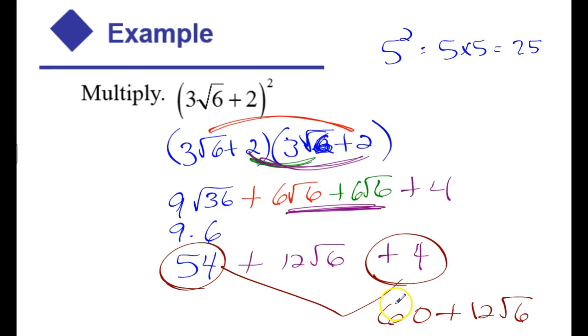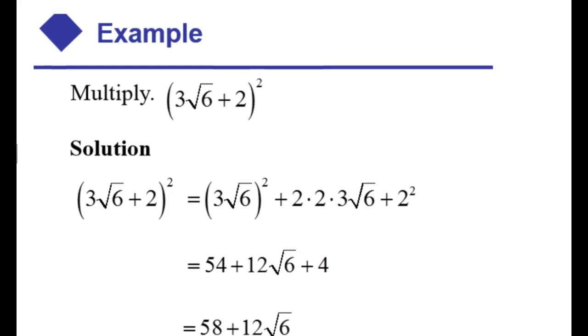Yeah, 54 and 4. How about 58? And 12 square roots of 6. Good, good, good.